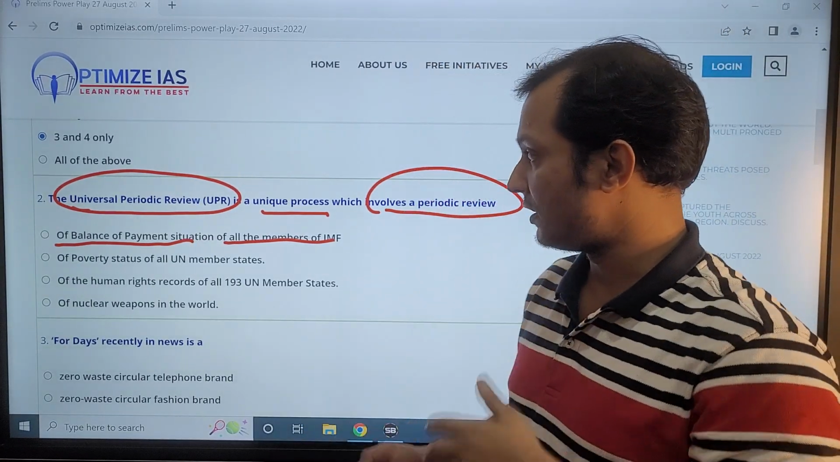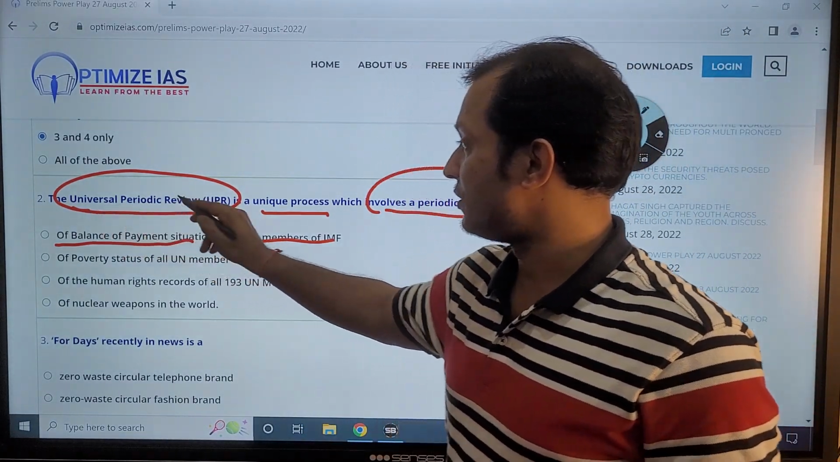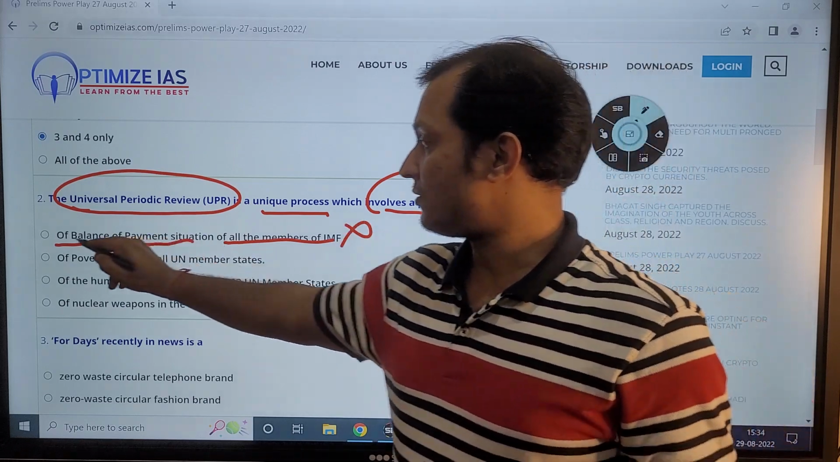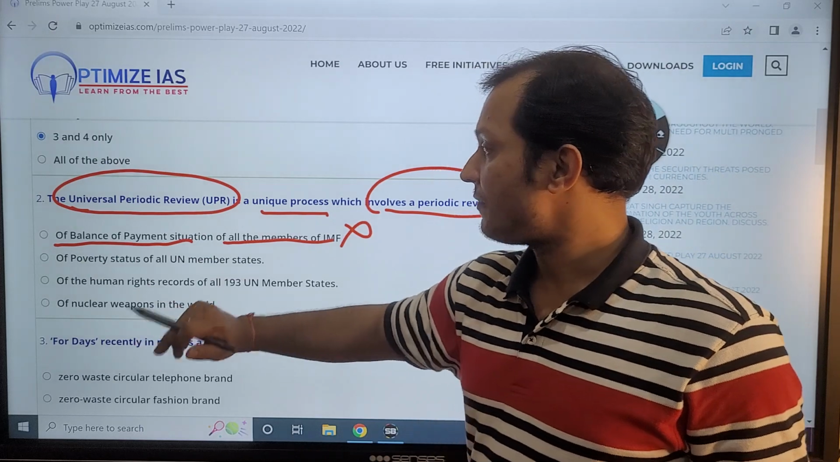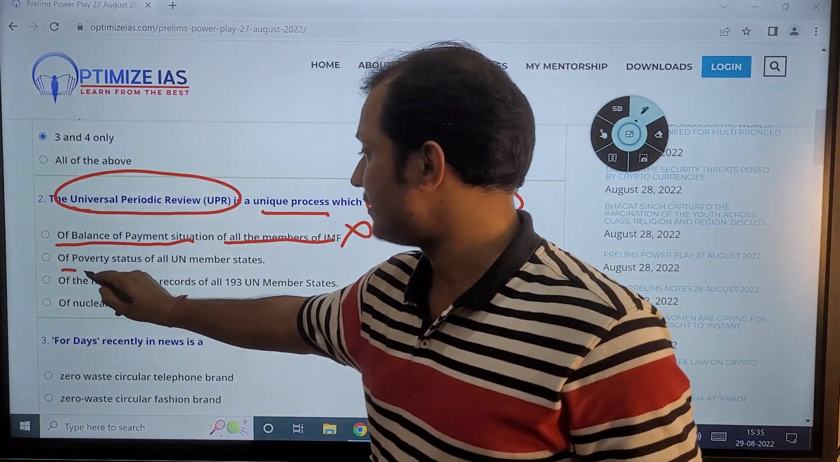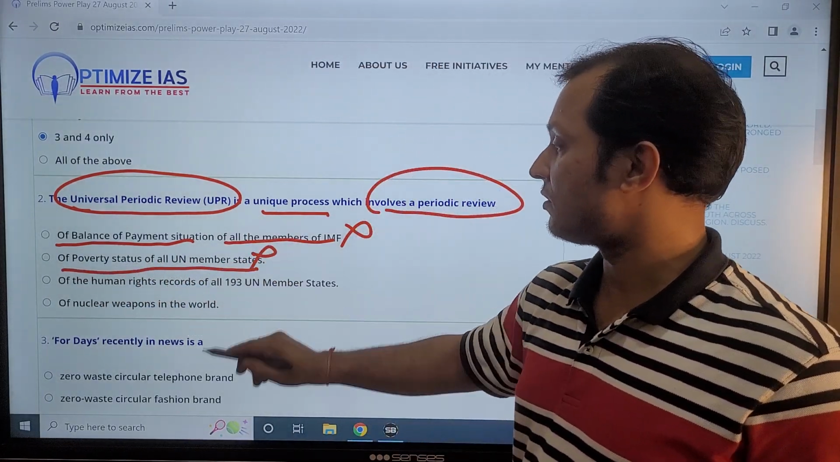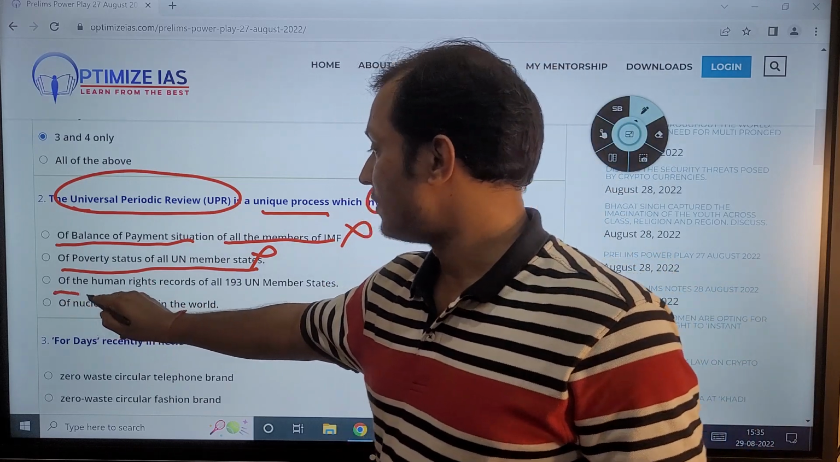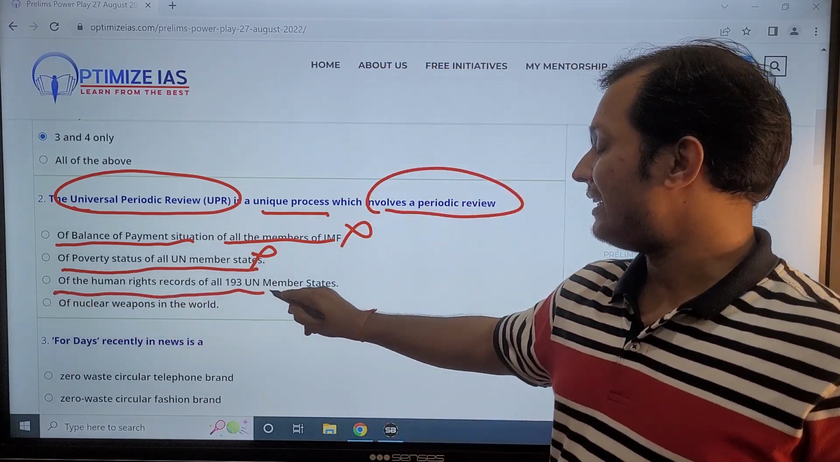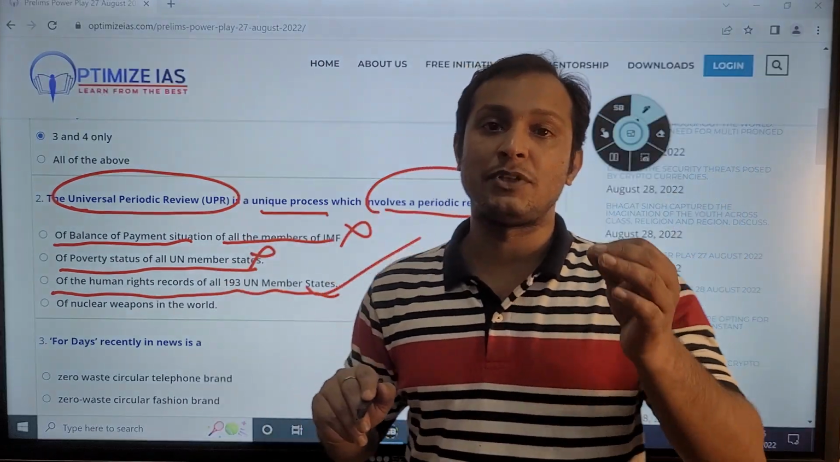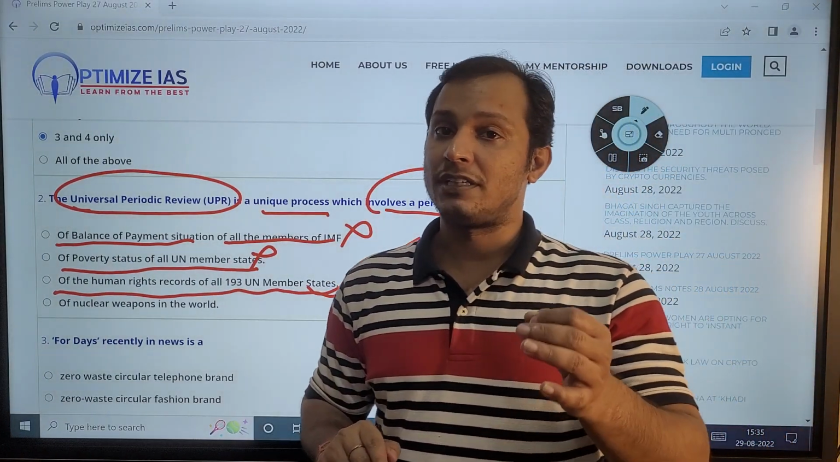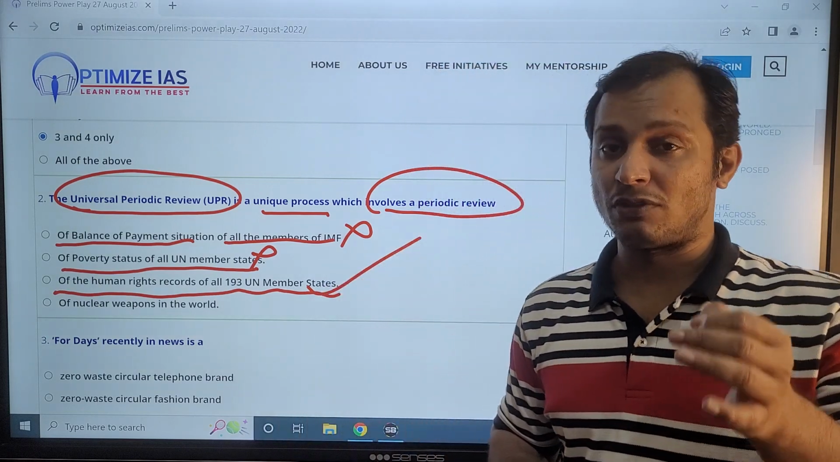So, universal periodic review. No, this is not the answer, because it is not called universal periodic review. Or is it a review of the poverty status of all member countries? No, this is also not correct. Of the human rights record of all 193 member states? Yes, this is the correct answer. Universal periodic review happens basically by the United Nations.